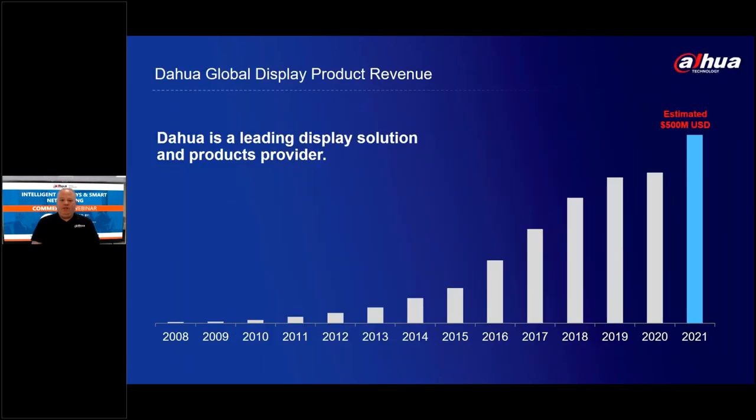Okay, before we get on to the market growth, let's talk a little bit about our sales history in the display market. Dahua's been manufacturing high quality displays since around about 2008. And all the way through to 2020, you can see that we've experienced massive growth in this market. So if you look at some analysis on a worldwide basis, we are considered to be a leading display products provider. And if you look at our estimated revenue next year, it's estimated to be around about $500 million. So it's a massive part of our revenue stream as a company.